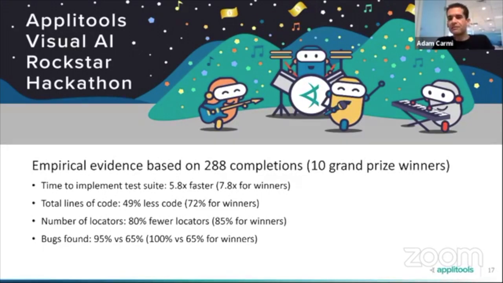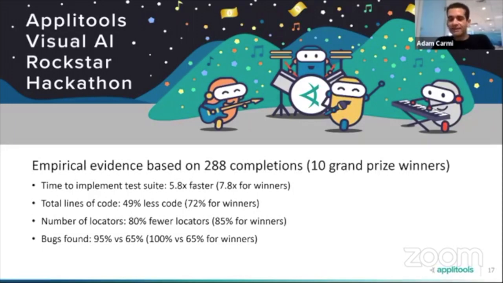And in terms of the bottom line, what was the level of coverage? Then for the overall participants, they actually covered 95% of the bugs versus only 65% with the traditional approach, and winners actually got the whole 100%.